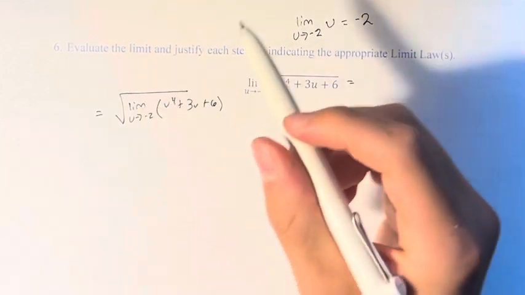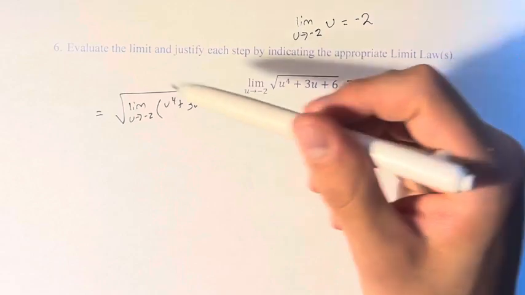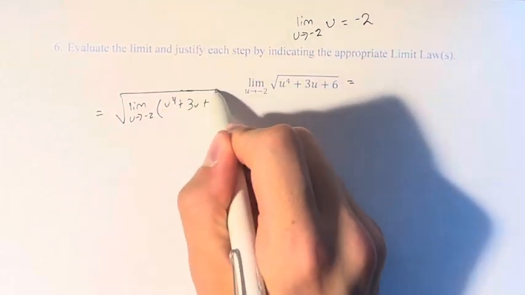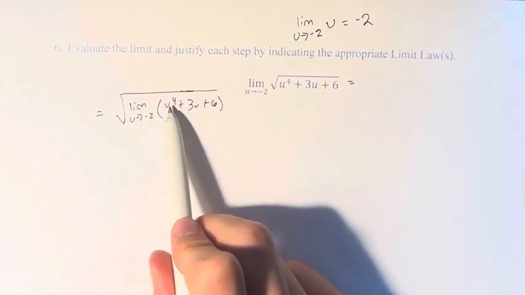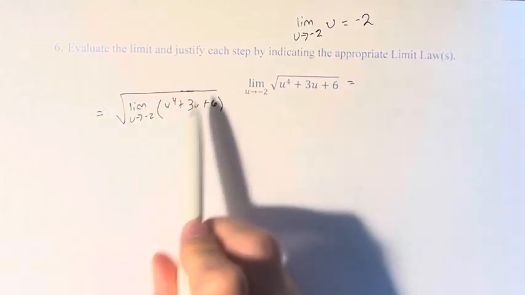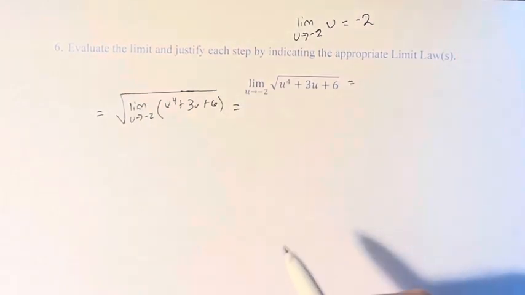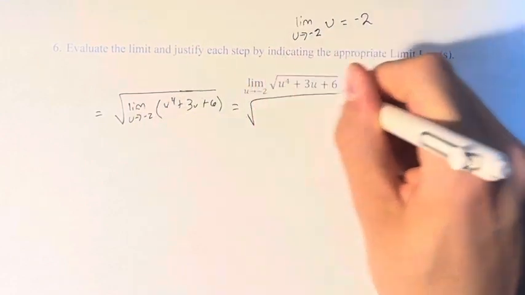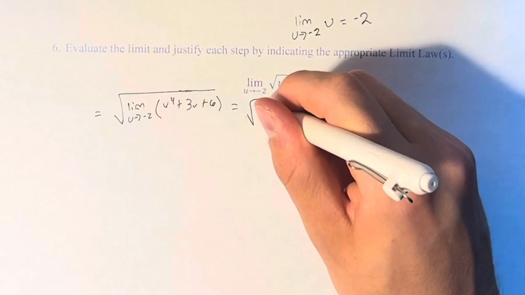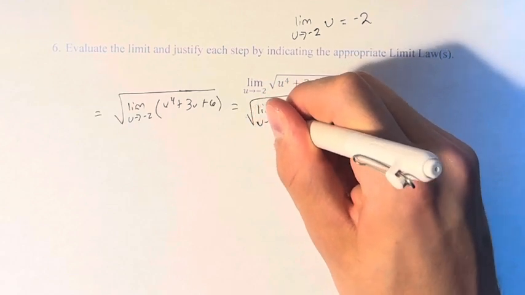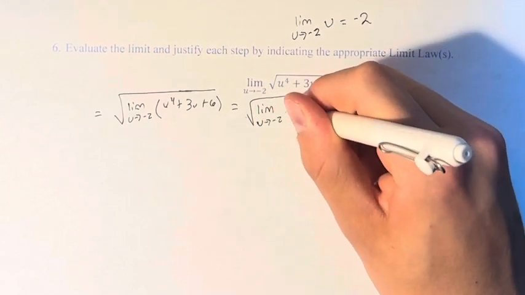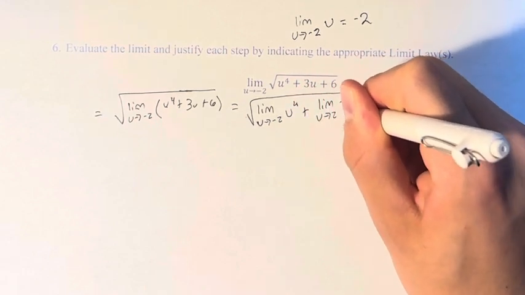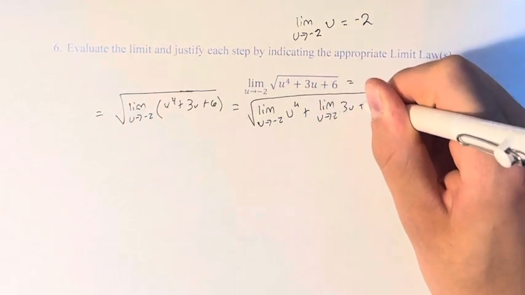Right? And of course, this is the limit as u approaches -2, but I'm just going to say the limit, so I'm not saying the same thing over and over again. So you have the limit of u to the fourth plus 3u plus 6, and we're taking the square root of that. And the next step is to say, okay, we have the limit of these three things added together. That means that we have three sums of the limit. We have the limit of u to the fourth plus the limit of 3u plus the limit of 6.